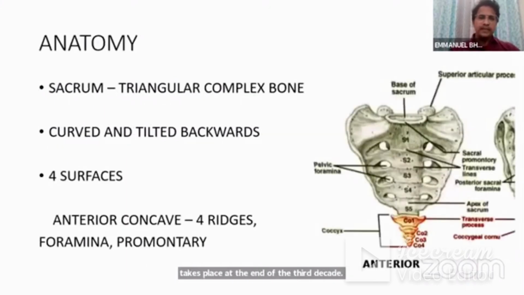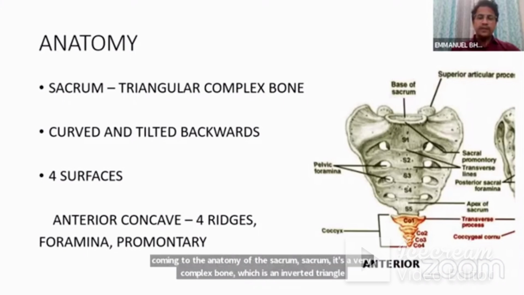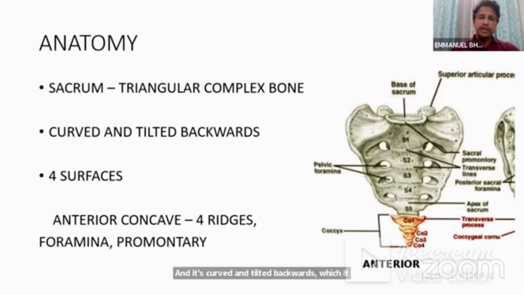Now, coming to the anatomy of the sacrum. The sacrum is a very complex bone, an inverted triangle, curved and tilted backwards. It has four surfaces: the anterior, the posterior, and the two lateral surfaces. The anterior surface is mainly concave and smooth, and it has four ridges, as shown in this picture, which are the remnants of the intervertebral discs.